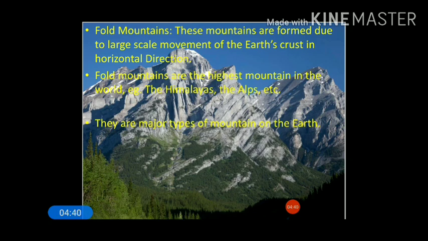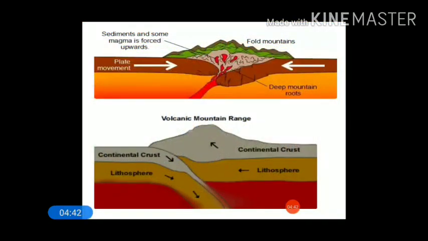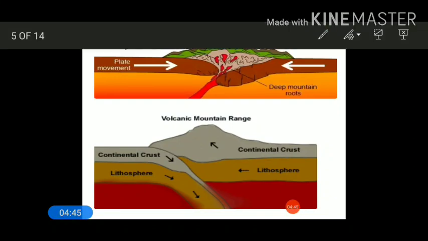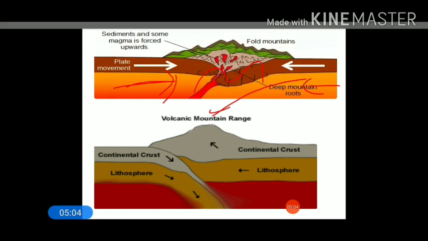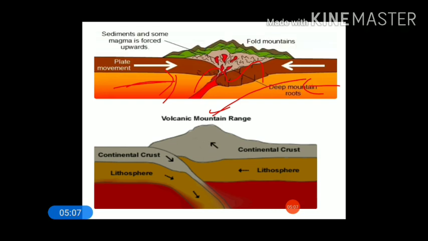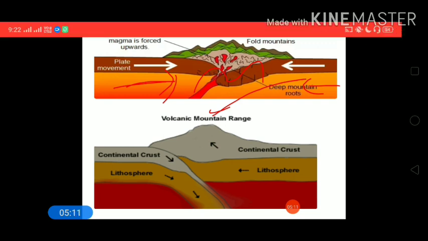You can see in this image the two tectonic plates, or continental plates, moving towards each other. As they move, compression takes place here. One of the tectonic plates moves down and the other overrides it, so a compression force is generated. Due to this compression force, you can see a kind of fold is created on the surface. Such types of mountains are called fold mountains.